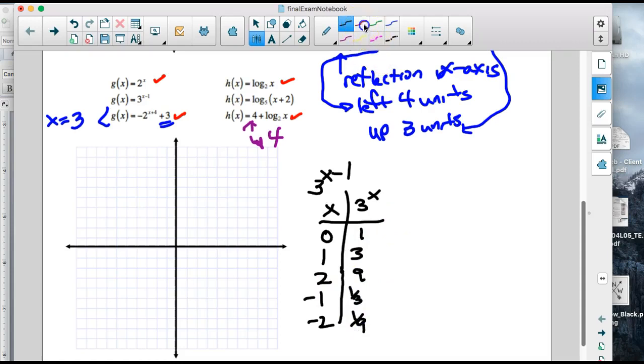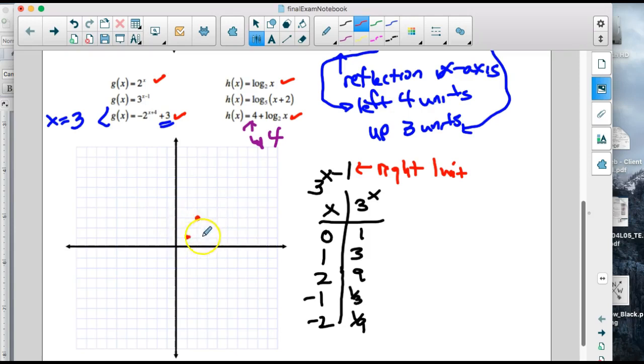Alright, so if I were to graph this, this is telling me to move it right 1 unit. So 0, 1 right here would be moved right 1 unit to here. So I'd start here, but then I know that I'm moving right 1 unit, so it moves to here. 1, 3. Okay, we go over 1, up 3. It moves right 1 unit to here.